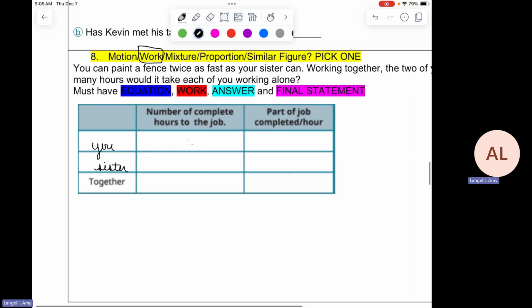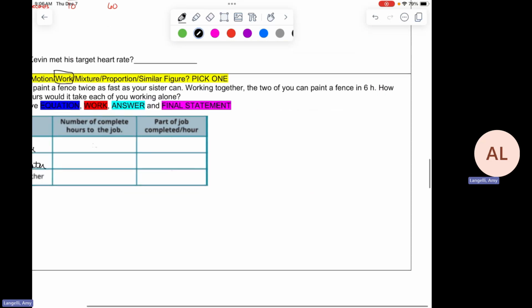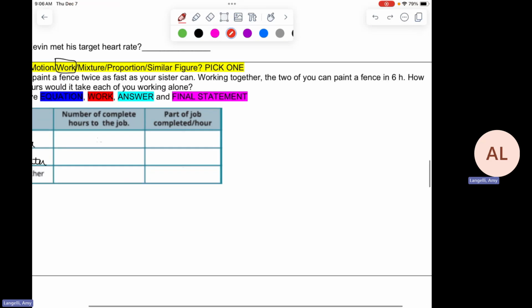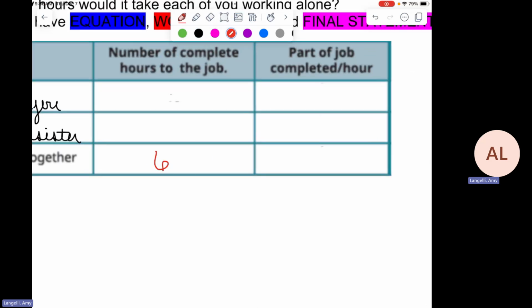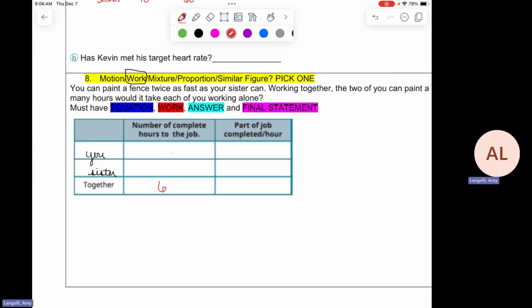What do you guys see about this 6 hours? What does this 6 hours represent? Together time. So I'm going to put that right here in the together time. So that one's not T this time. What about you and your sister? What do we know? Oh, I love how you did that. Yeah, you can go twice as fast as your sister.